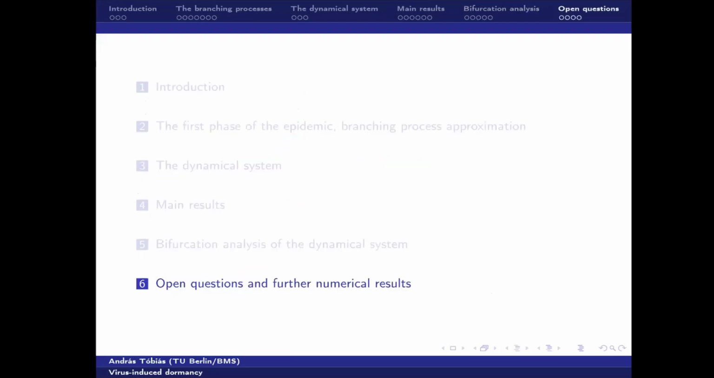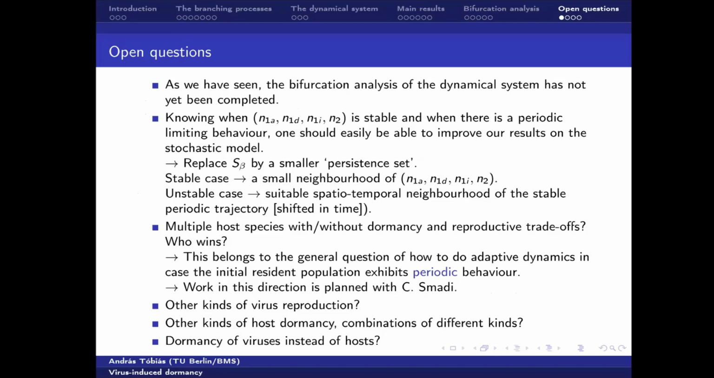And then in the last minutes, let's talk a bit about open questions, because of course that's why we are here. So one thing is that, yes, we haven't completed the bifurcation analysis. So we don't know for all choices of the parameters when we have Hopf bifurcation and when we don't. And if we knew more about this, then we could also improve our results.